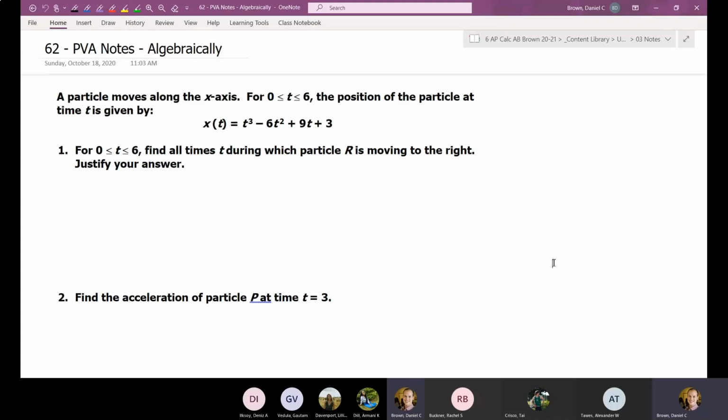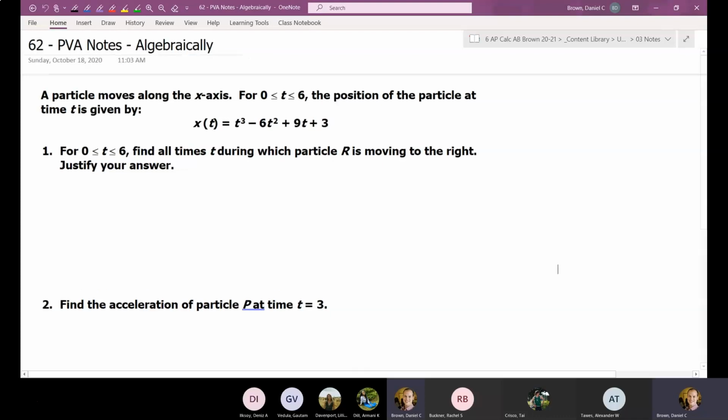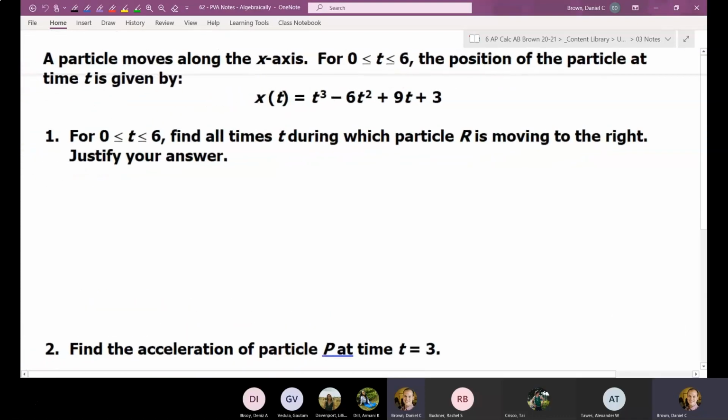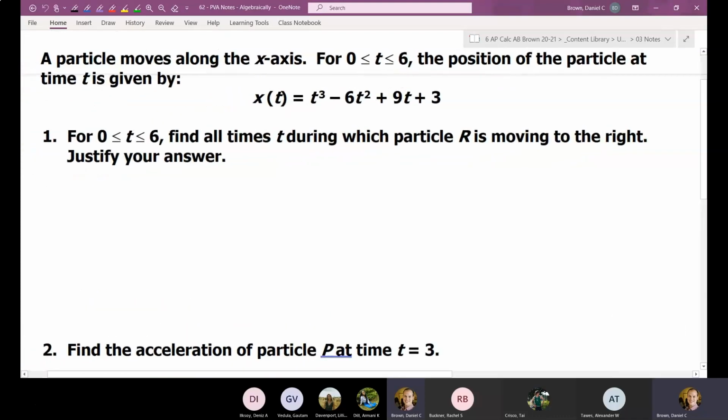So I have a particle moving along the x-axis. This one is actually based off of an AP exam question. The AP exam loves to just do generic, like a particle is moving. That is important for us to make a note of, because in this class, we're only going to have one-dimensional motion. If something's moving on the x-axis, it's either going to be moving forwards or backwards, or left and right.